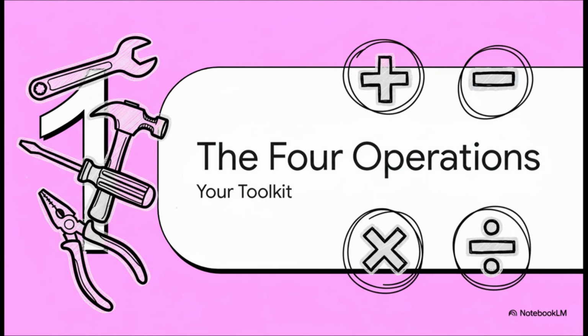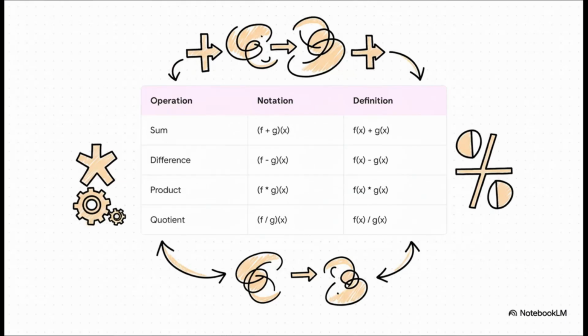So let's officially break down the tools you have to work with. Just like with regular numbers, we have 4 basic things we can do with functions. Think of this as your essential math toolkit. Now, don't let the fancy notation here scare you off. The idea is actually incredibly simple. To get the sum of 2 functions, you just add them. For the difference, you subtract. Product, you multiply. And for the quotient, you divide. It's really the same arithmetic you've been doing your whole life. We're just applying it to functions now.